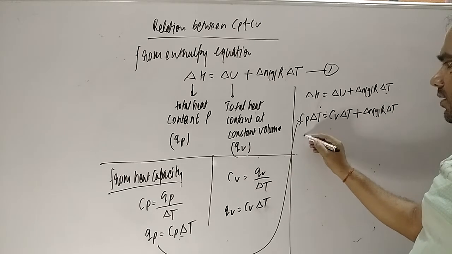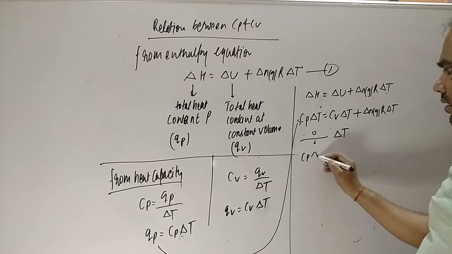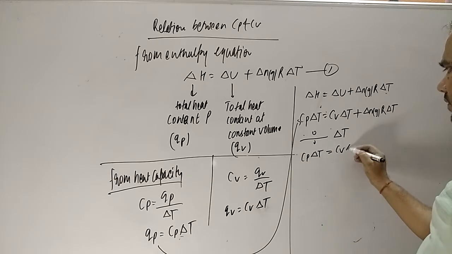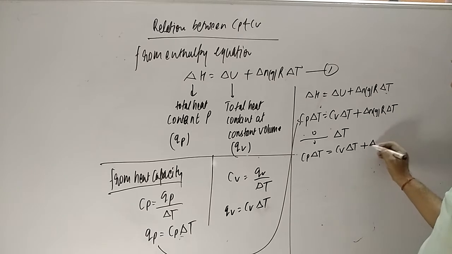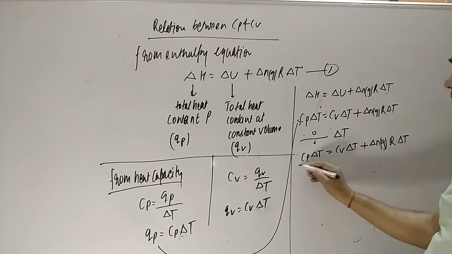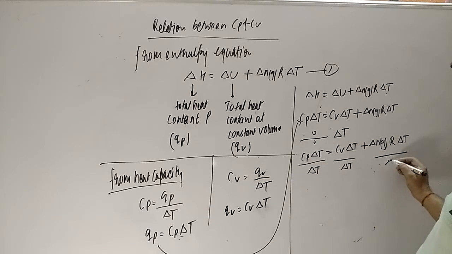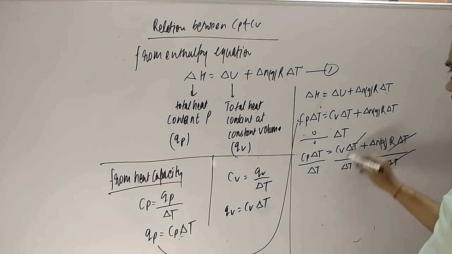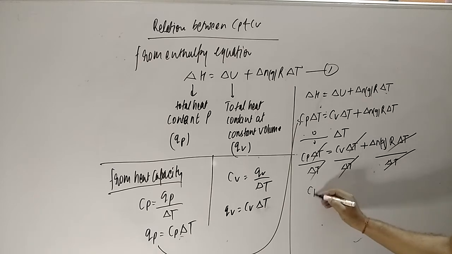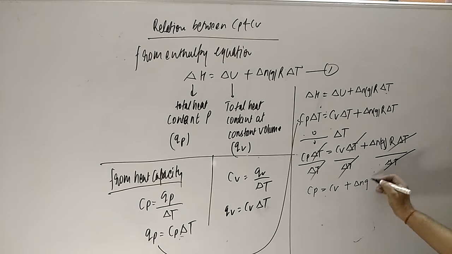Now divide by delta T. So Cp delta T equals Cv delta T plus delta Ng R delta T. Each term is divided by delta T, so the delta T terms cancel out. What is being left, student? Cp is equal to Cv plus delta Ng R.